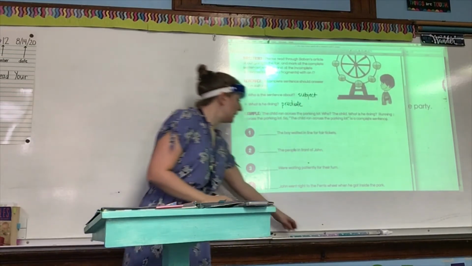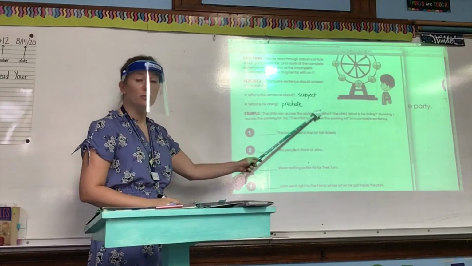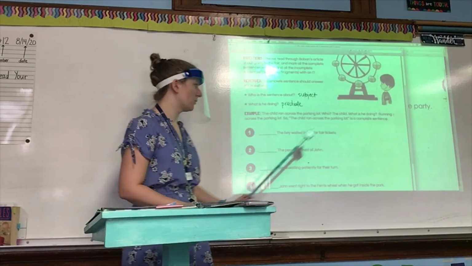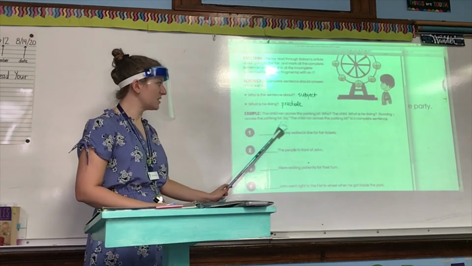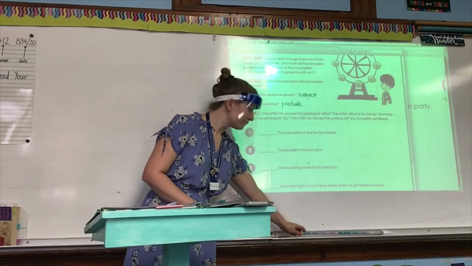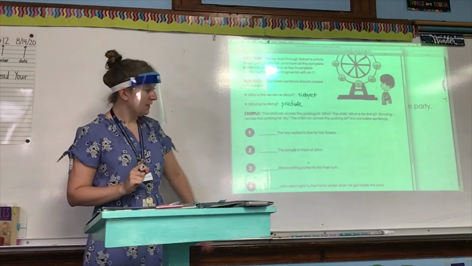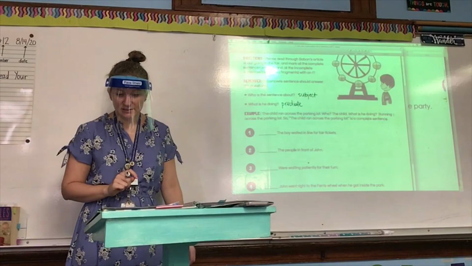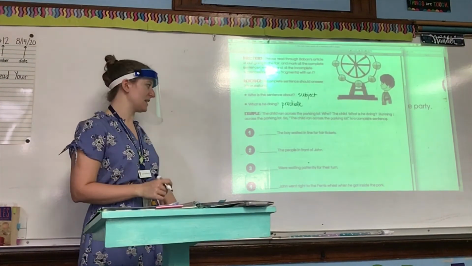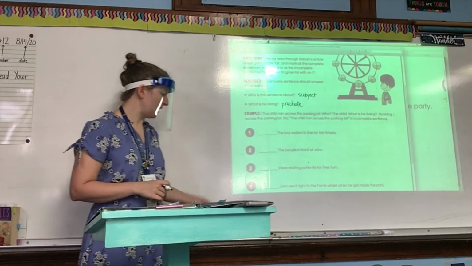For example, the child ran across the parking lot. Who? The child. What is he doing? Running across the parking lot. So, the child ran across the parking lot is a complete sentence. Now, one more direction that I hand wrote on your paper. If it is incomplete, add a subject if it's missing that, add a predicate if it's missing that. So, number 1, the boy waited in line for fair tickets.